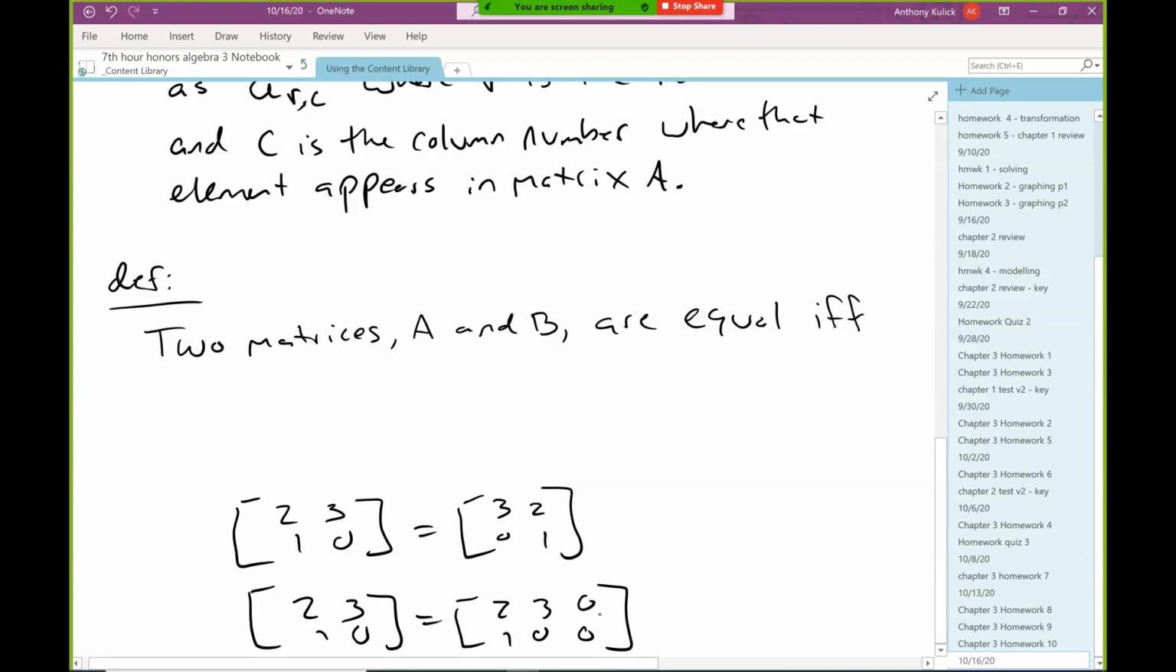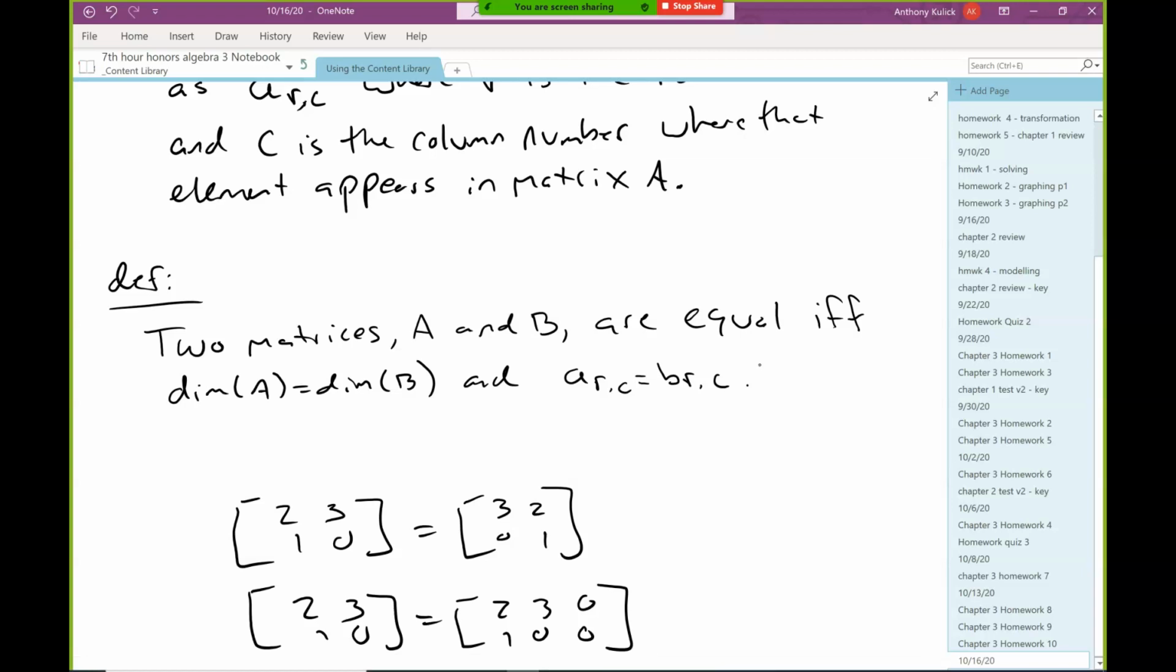So the same dimension, right? So those are the two things. We need the dimensions to be the same. So the matrices have to have the same shape. And the elements in the corresponding positions have to be the same. So a_{r,c} has to equal b_{r,c}.